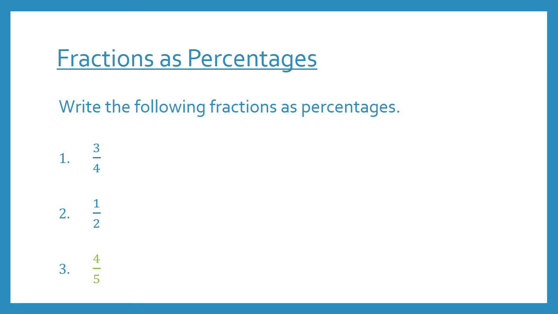Another practice, try to work out what 4/5 is as a percentage. Again we want 100 as the denominator, so we have to times our 5 by 20. Do the same thing on top. Whatever you do to the bottom, you have to do to the top. We get 80 over 100. We're going to end up with 80%.